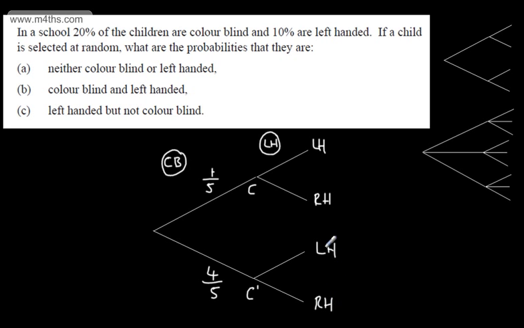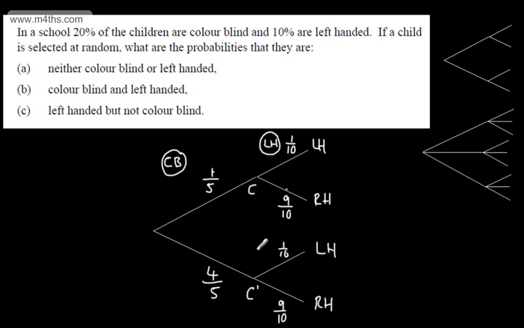So on this one, we've got left-handed and we've got right-handed. So this is the second event. We can see that 10% are going to be left-handed, and that means that 90% are right-handed. So 1 out of 10 chance of being left-handed, and we can say 9 over 10 chance of being right-handed. These must equal 1. Left-handed, 1 out of 10, and then we've got right-handed, 9 out of 10.